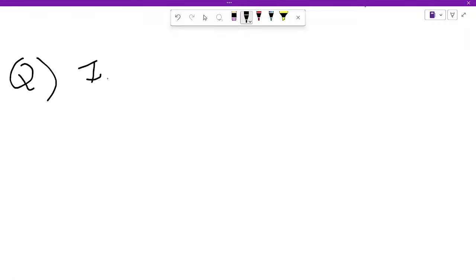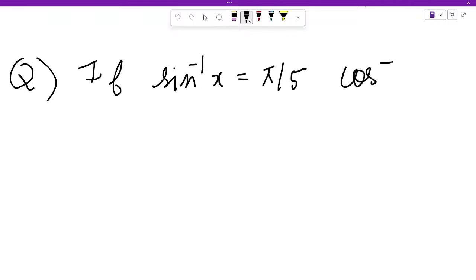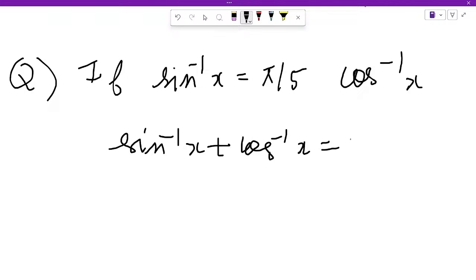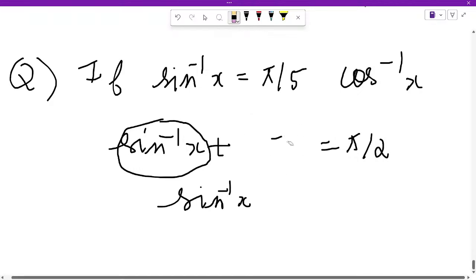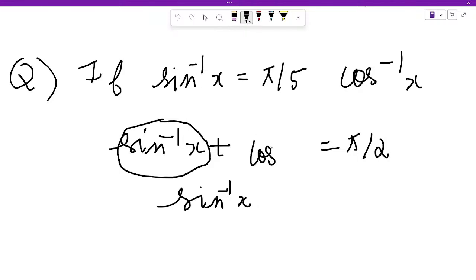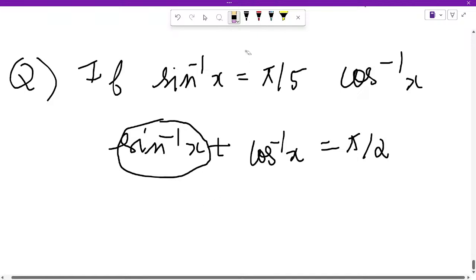If sine inverse x equal to pi by 5, then the value of cos inverse x. I'm not showing the answer for this question. It's very easy. We have the identity sine inverse x plus cos inverse x equal to pi by 2, right? We can just substitute the value of sine inverse x there, so that we can get cos inverse x, right?